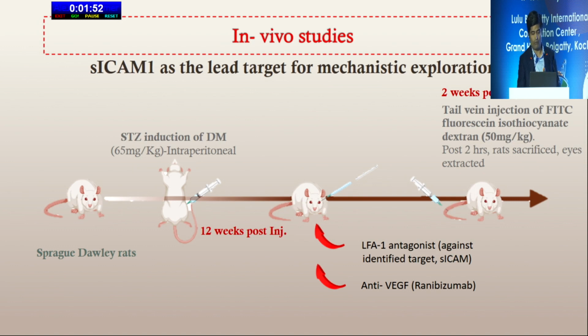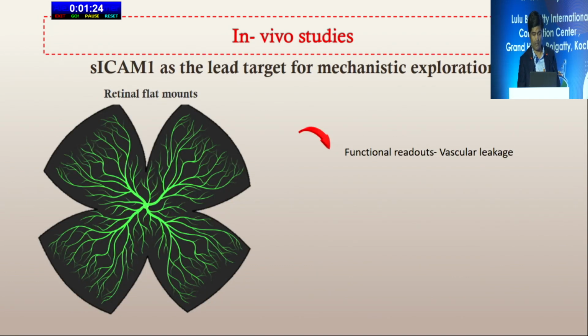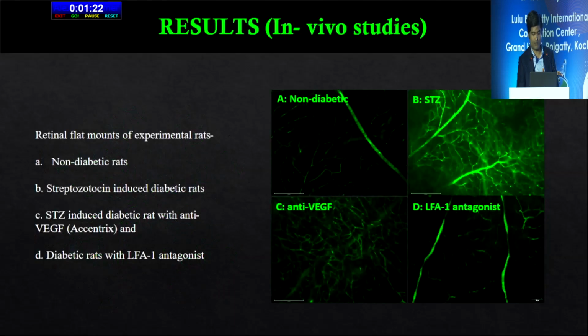Once we confirmed that one of the cages of rats had diabetic retinopathy, we sacrificed that rat and examined it. The rest of them were injected with an LFA1 antagonist in one group, and the other group was given ranibizumab. Before we sacrificed this set of rats, we injected FITC-dextran in the tail vein, and we read the vascular readouts. FITC-dextran is a fluorescein-like dye. We sacrificed them and observed within 2 hours. This is a functional readout, where we were looking at what happens to the vascular leakage.